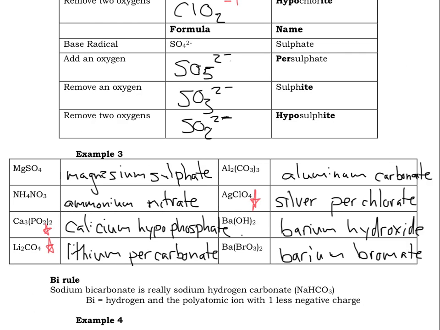Okay, so hopefully you named all what turns out to be 8 correctly. I've put little stars on the ones that have a difference in the radical. So calcium hypophosphate, lithium percarbonate, silver perchlorate are the ones where the number of oxygens actually varies from the base radical. The rest of them should have been fairly straightforward, I'm hoping, for you.